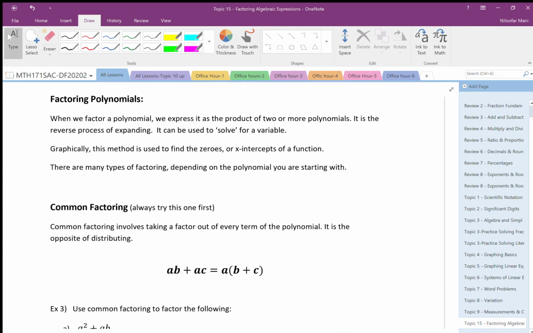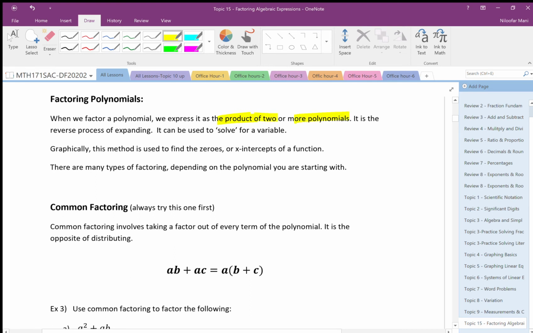Okay, so factoring polynomials: you have to factor into something, for example, brackets, or maybe a term multiplied by another bracket, so that when you multiply them back, you reach the same result. So when we factor a polynomial, we express it as a product, a multiplication, of two or more polynomials.